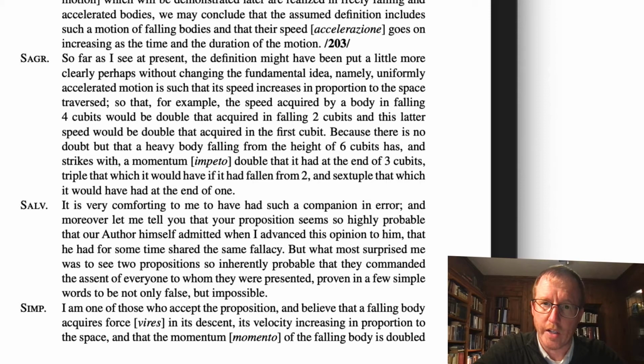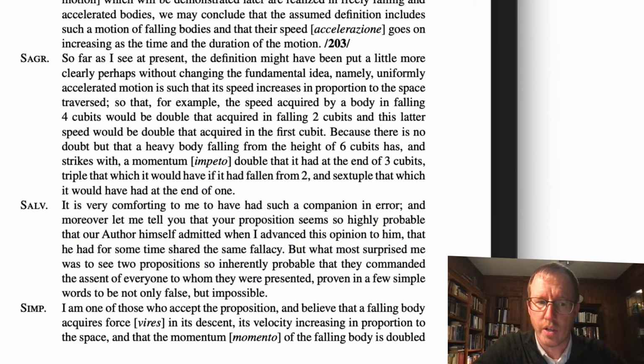Now, how does Salviati respond to this? He says, it is very comforting to me to have had such a companion in error. And moreover, let me tell you that your proposition seems so highly probable that our author himself admitted, when I advanced this opinion to him, that he had for some time shared the same fallacy. But what most surprised me was to see two propositions so inherently probable that they commanded the assent of everyone to whom they were presented, proven in a few simple words to be not only false, but impossible.